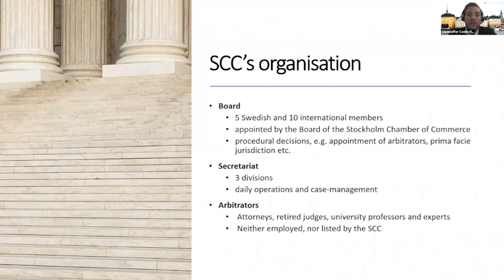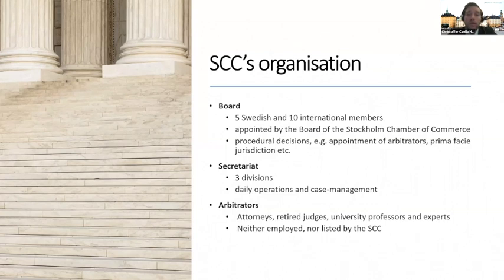At the SCC, we do have a secretariat where I myself work, and the secretariat consists of 3 divisions on which the caseload is divided evenly. Each division consists of 1 legal counsel and 1 case administrator. The legal counsels and the case administrators administer the cases on their division and also act as the primary point of contact for parties and arbitrators in pending arbitrations. So this includes answering procedural and practical questions from the tribunal and parties alike.